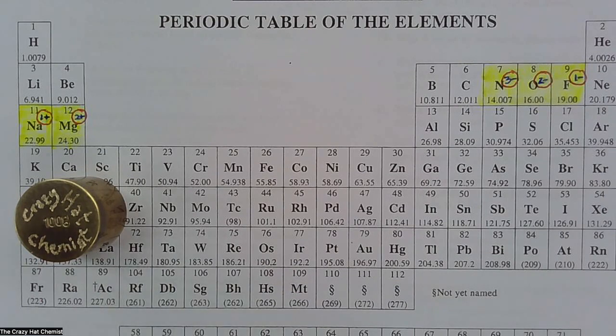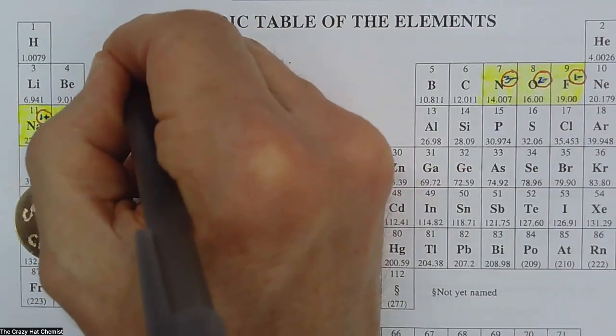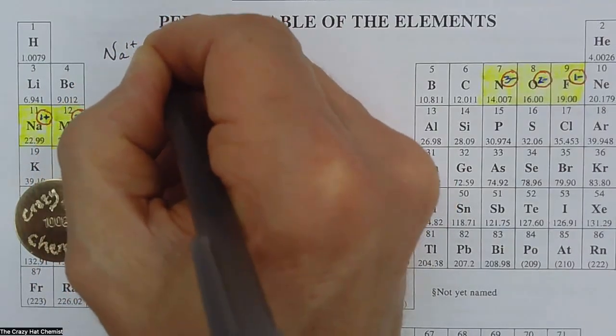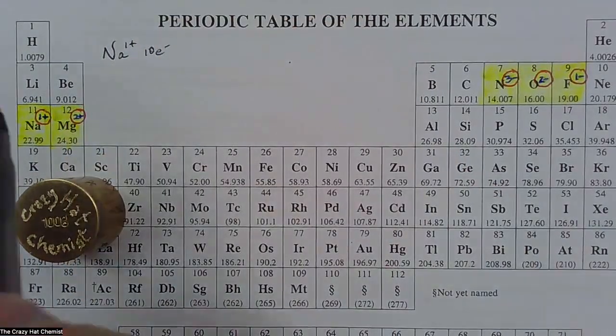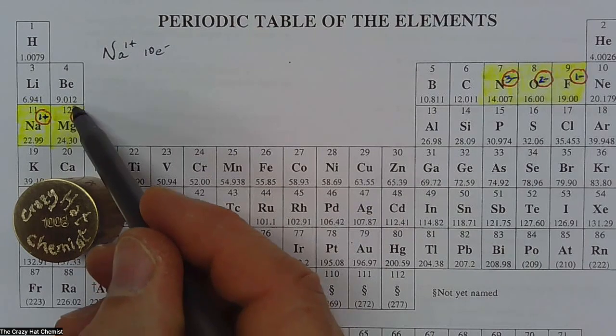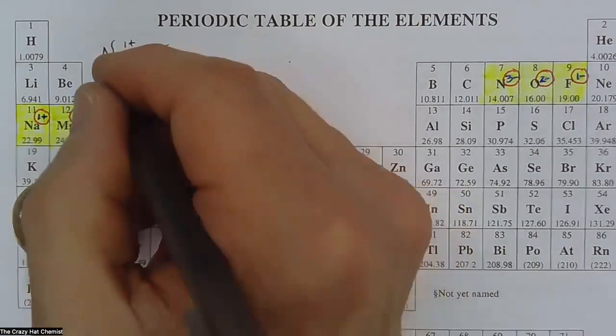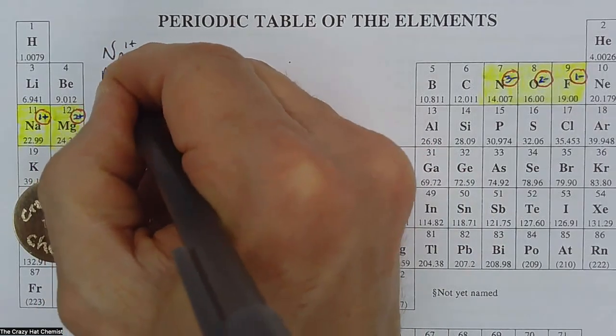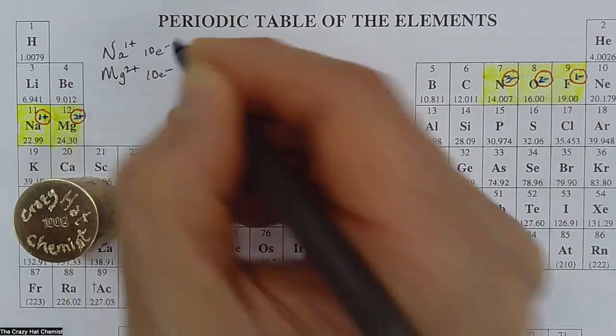All right, so what we are looking at here is a number of different components. We are comparing the number of electrons in each. For example, sodium has lost 1. So how many electrons in the sodium ion? 10. So we'll write this down. Sodium ion has 10 electrons. The magnesium ion has lost 2. It had 12, it lost 2. Magnesium ion, how many electrons? 10 electrons.